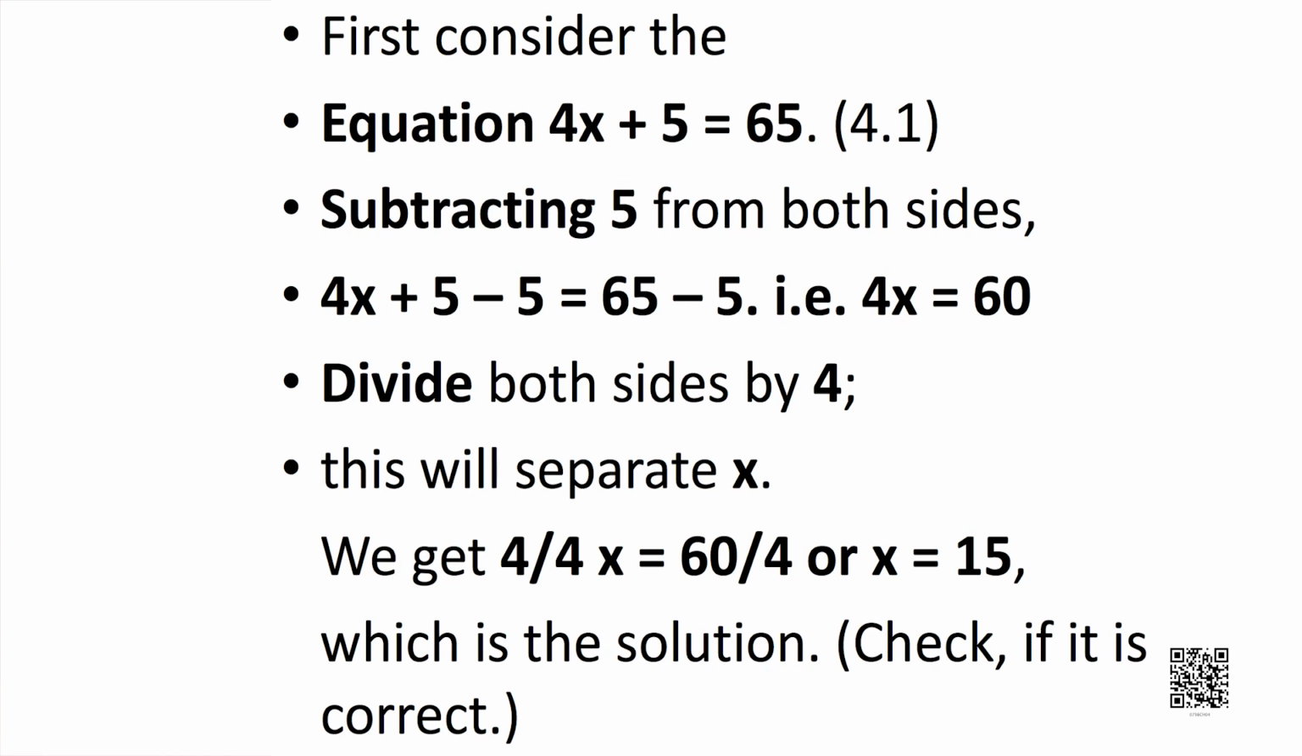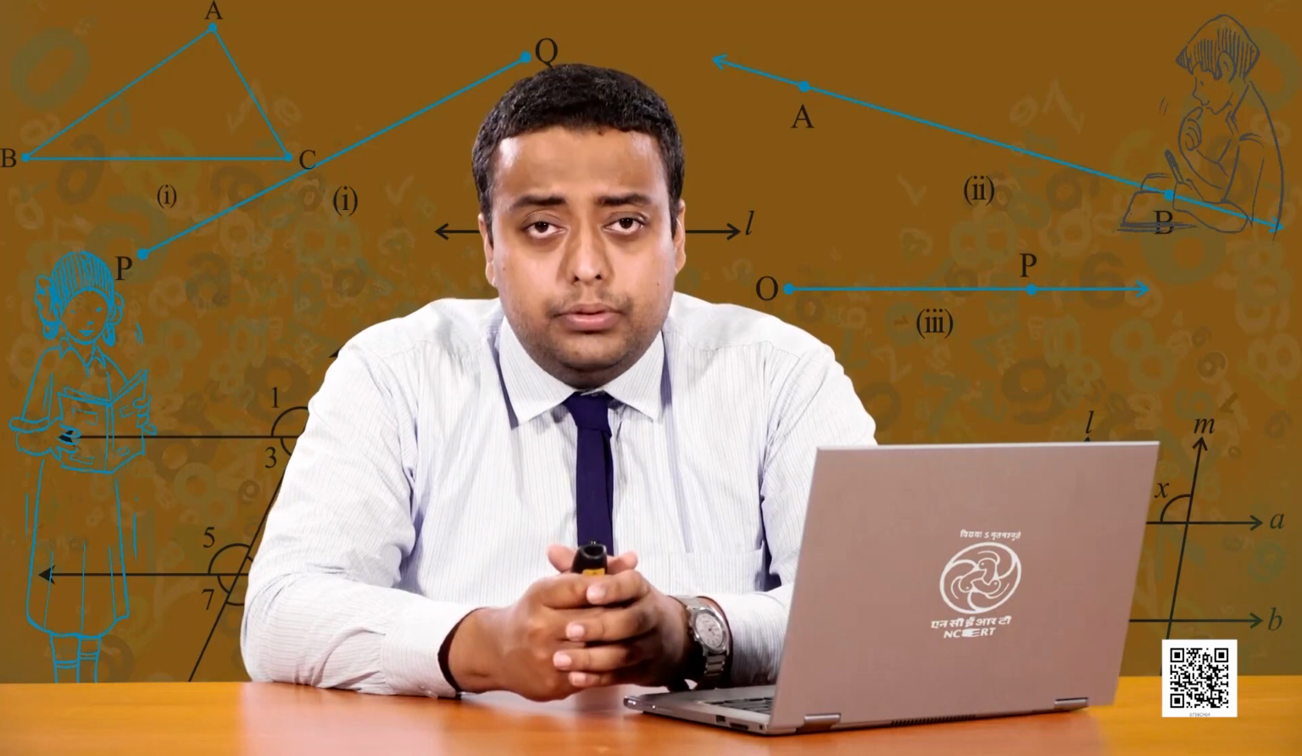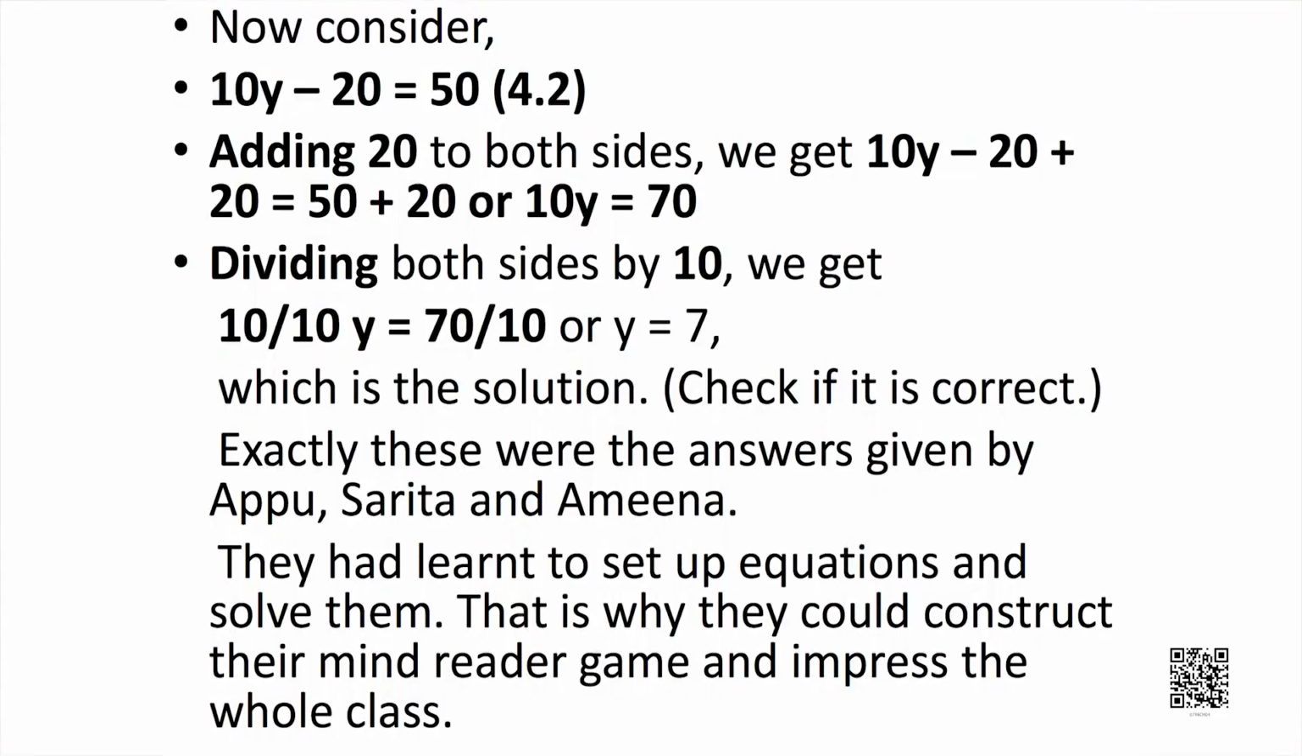Now dividing both sides by 4, this will separate x. We will get 4x divided by 4 is equal to 60 by 4. Hence we will get the solution, that is x is equal to 15, which is correct. Now considering another equation of Appu, that was 10y minus 20 is equal to 50.